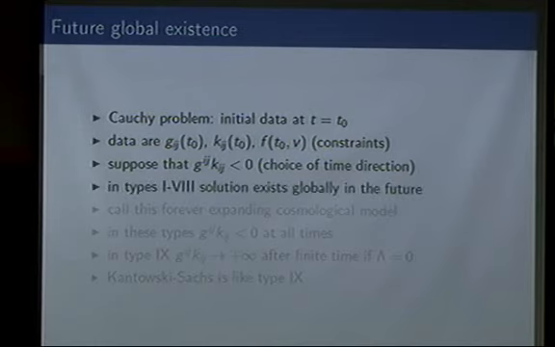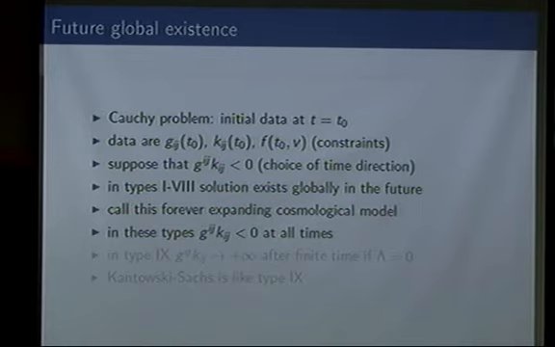Now, it turns out that there is a big difference between, on the one hand, types 1 to 8, and on the other hand, type 9. If you start with initial data which satisfies this condition, then it turns out that for types 1 to 8, the solution exists globally in the future. This is not so hard to prove. And this is what I will call a forever expanding cosmological model. In fact, in this case, this object stays negative for all times. So that's the justification for calling it forever expanding, since having this object negative means expanding, and so if this holds at all times, it's forever expanding.